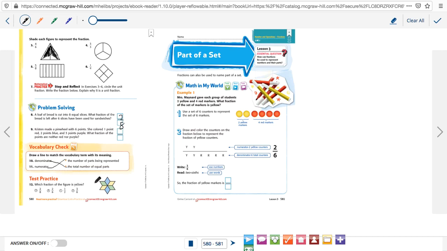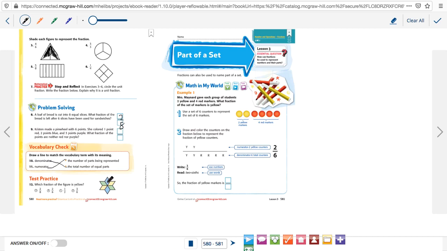And then below here, it says with test practice, which fraction of the figure is yellow? Now, I really like how this problem, again, has a different shape. And also now we're working with 3 different colors where we're focusing on what fraction is yellow. The first step students need to take is what is the total number of parts? So we have 1, 2, 3, 4, 5, 6.